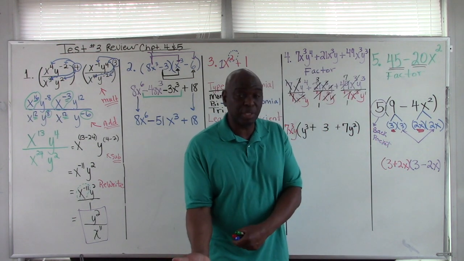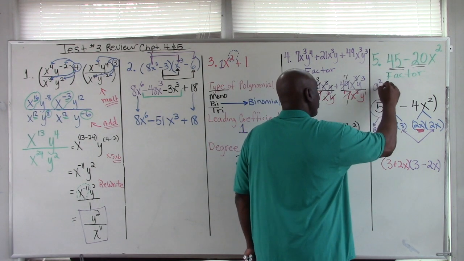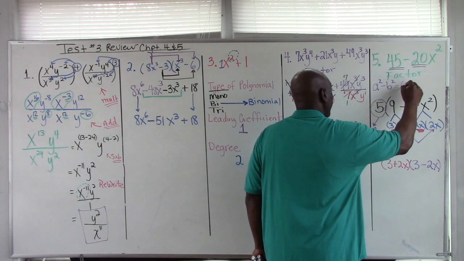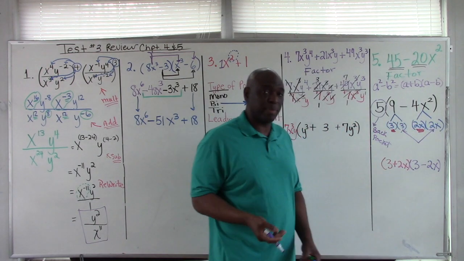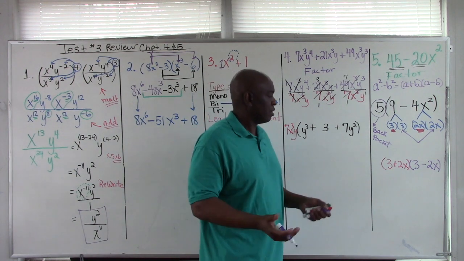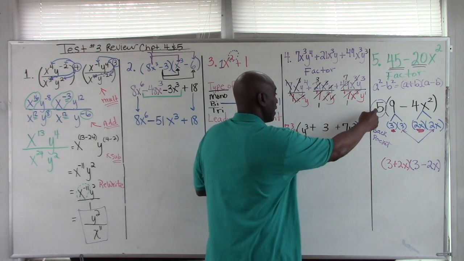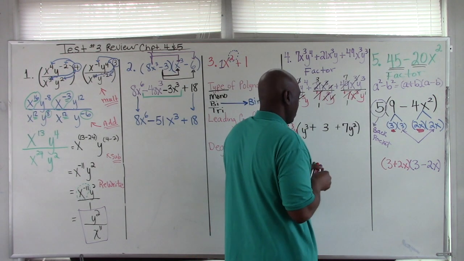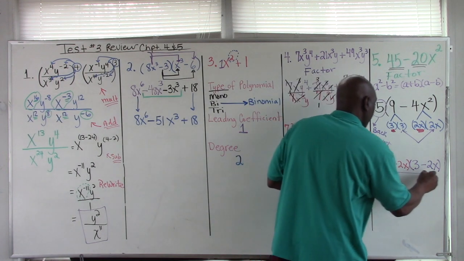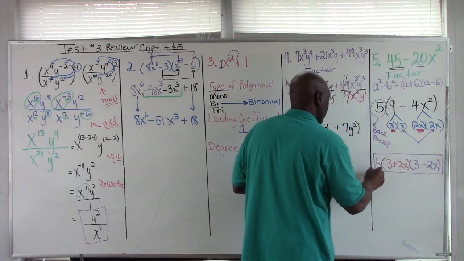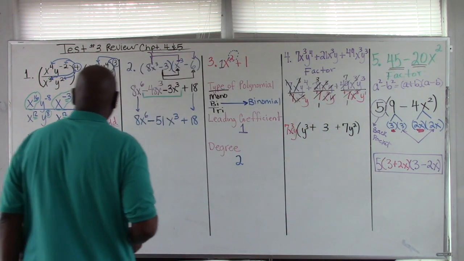Remember, one must be plus, one must be minus, because a squared minus b squared equals a plus b times a minus b. It doesn't matter which one comes first. And don't forget to bring the 5 out of your back pocket. Put the 5 back in front. And that's the answer. It's factored. That's it.